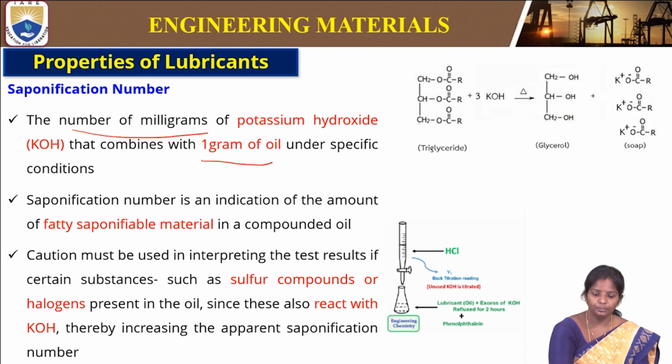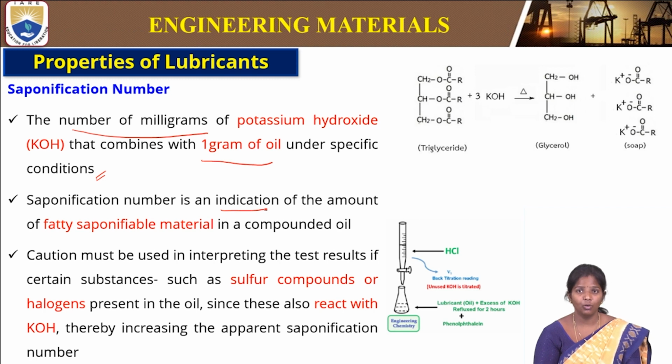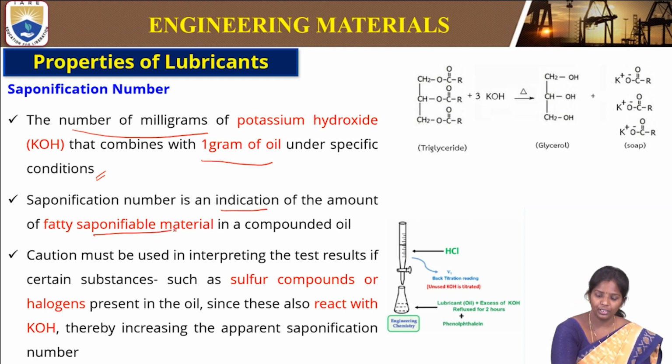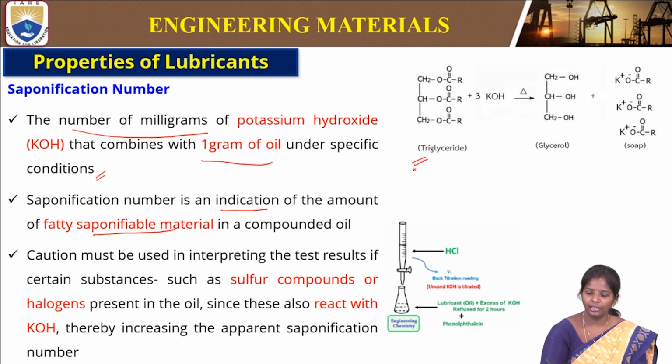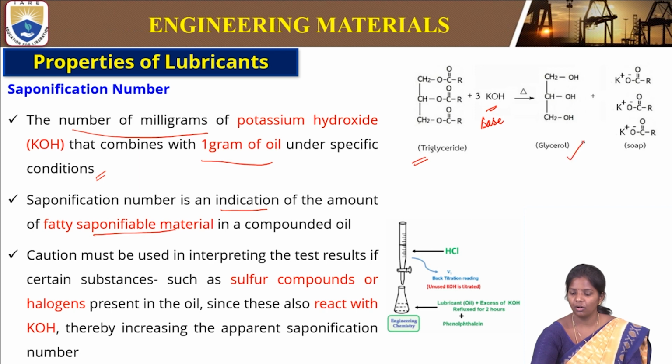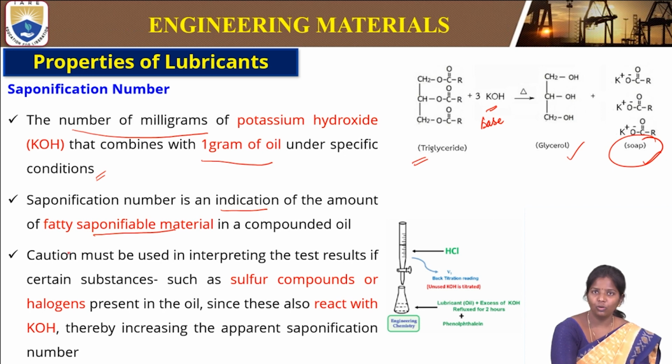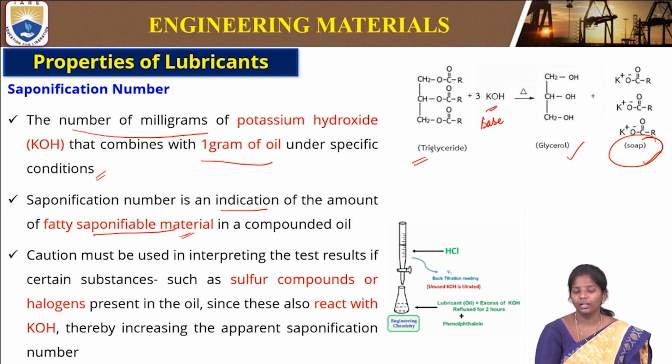For example, saponification number will also indicate the amount of fatty saponifiable material in a compounded oil. For example, if it has oil containing triglyceride, when it reacts with KOH or the base and under heat, it forms glycerol and soap. So the ability to form soap, or saponification, is nothing but saponification number. So that will indicate the amount of fatty saponifiable material present in compounded oil or lubricant.